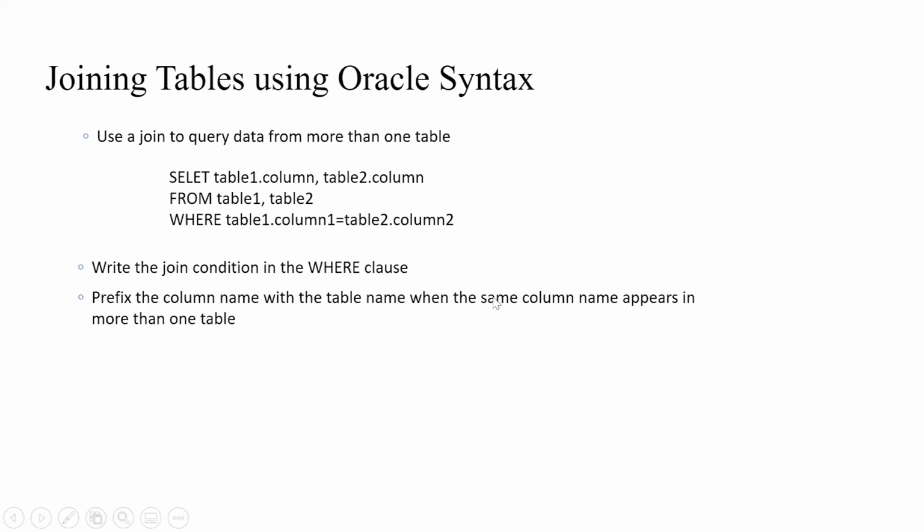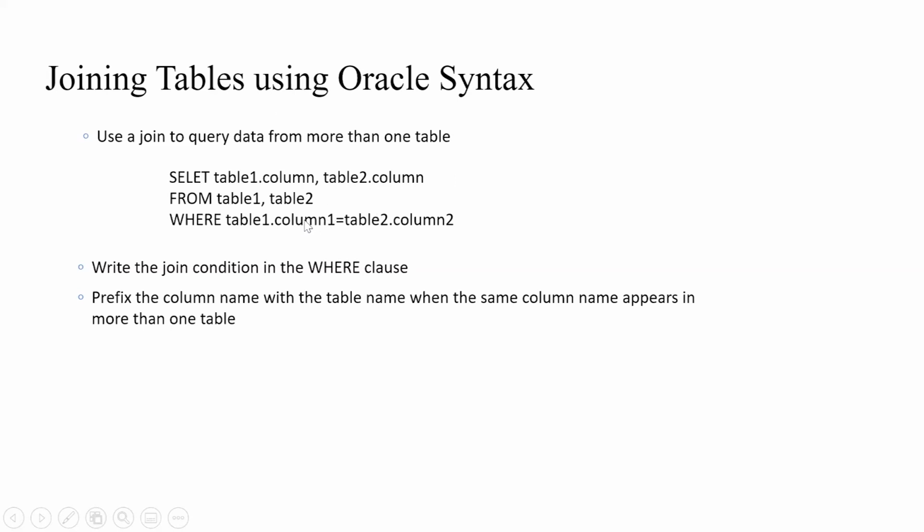Prefix the column name with the table name when the same column name appears in more than one table. Now, what does this mean? Whenever you are joining and you have the same column name in both tables, you need to tell which table you are referring to for this column. For example, if this column is the same in both table1 and table2, we need to write table1.column and table2.column to indicate that this column is coming from table1 and this column is coming from table2, even though the column names are the same.